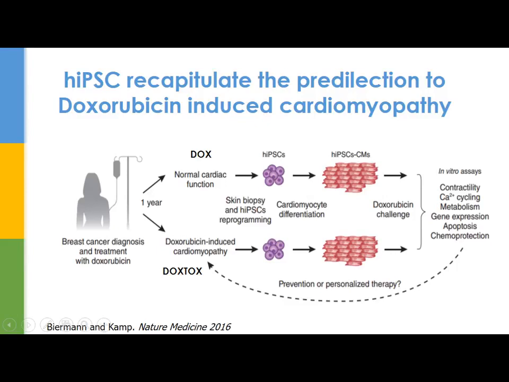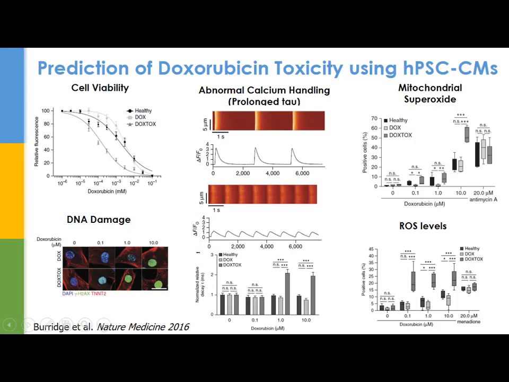There were 4 breast cancer patients that, after 1 year of follow-up, did not develop doxorubicin-induced cardiomyopathy. They tagged this group as DOX. 4 breast cancer patients developed doxorubicin-induced cardiomyopathy. This was tagged as DOX-TOX. And 4 healthy controls. They assessed the doxorubicin damage using multiple parameters: contractility, calcium cycling, metabolism, gene expression, apoptosis, and chemoprotection.